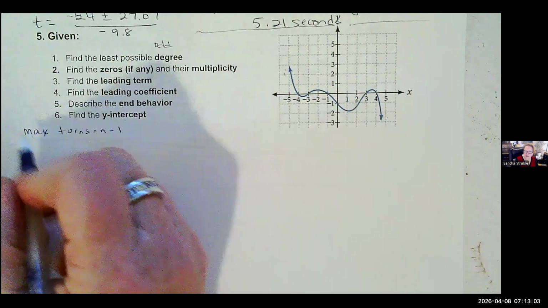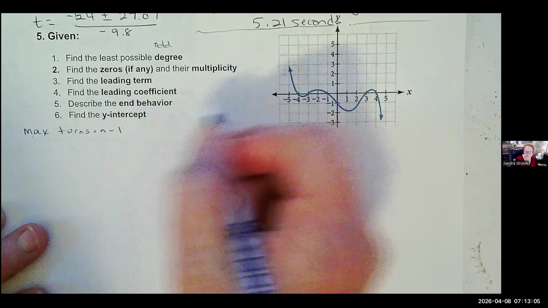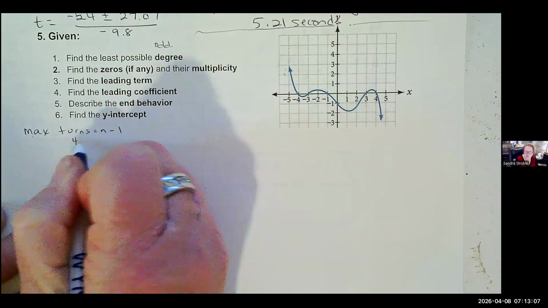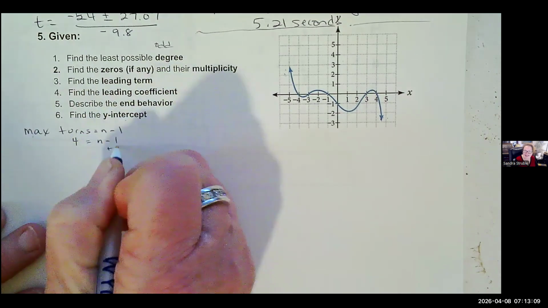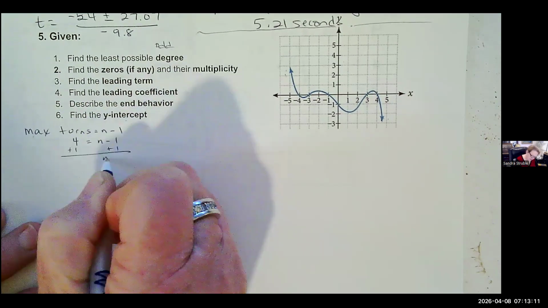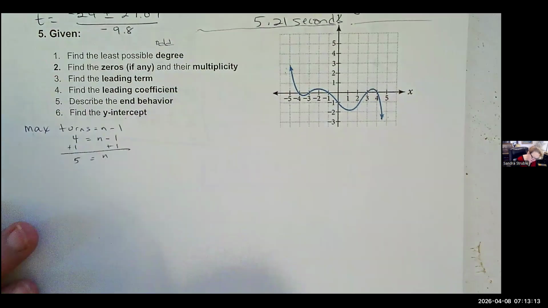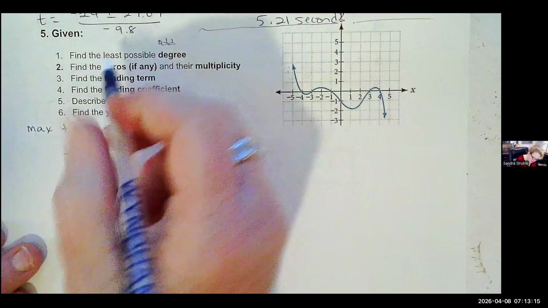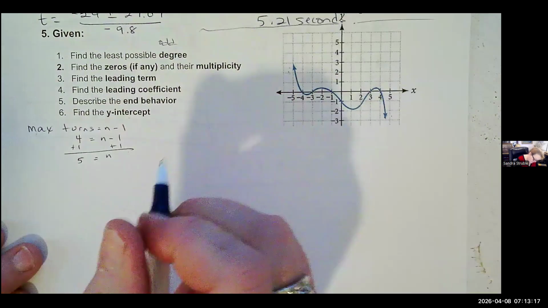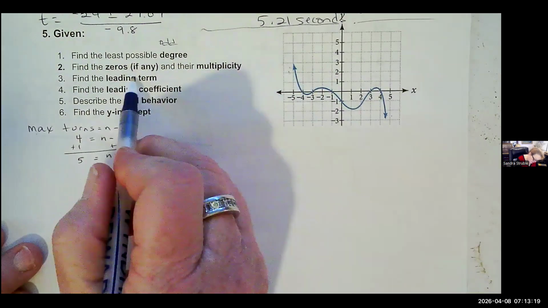I have 4 max turns. Add 1 to both sides. So my degree is at least 5. So find the least possible. Right now it's at least 5. We're going to go with that. Find the zeros. All right. Zeros and their multiplicities.